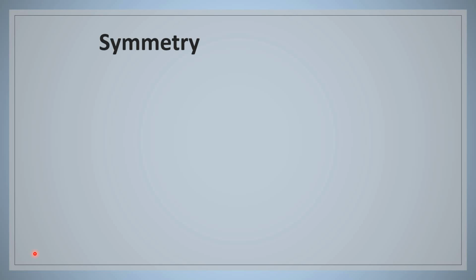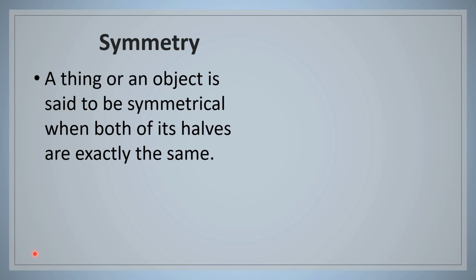So there is one topic known as symmetry. Now what is symmetry? A thing or an object is said to be symmetrical when both of its halves are exactly the same. That means if any figure is given to you and you divide the figure into half, equal on both the sides, then both the sides should look exactly the same.